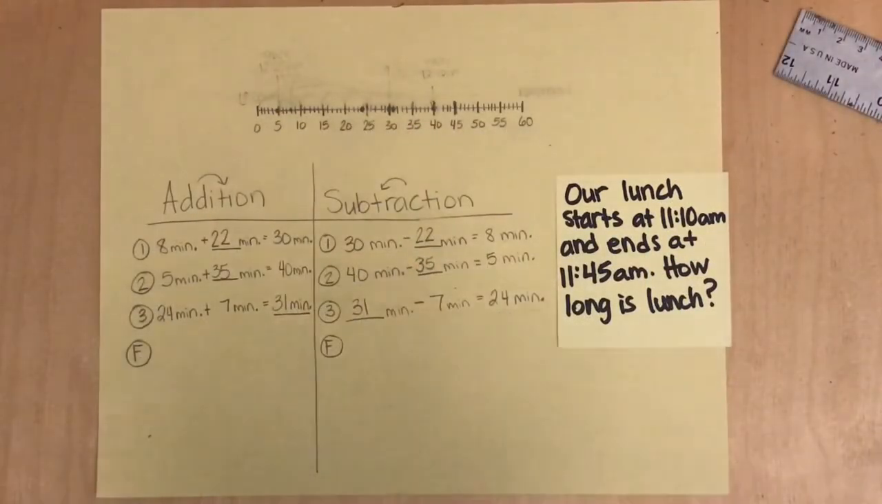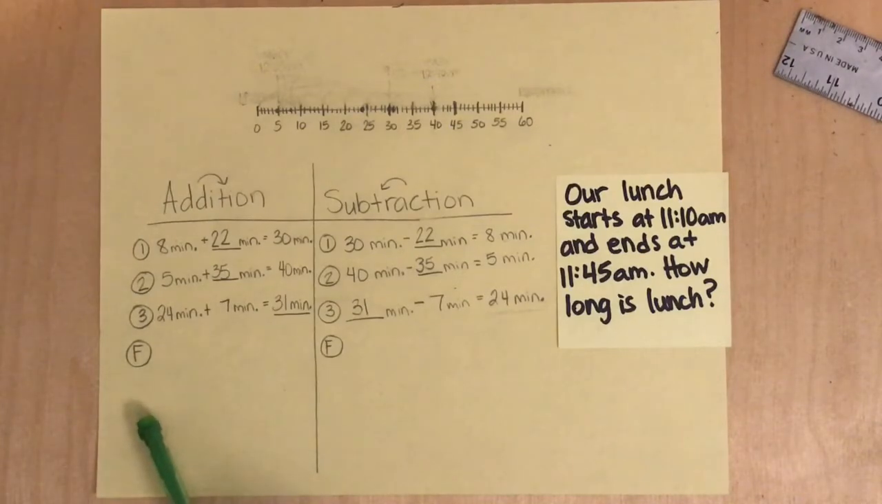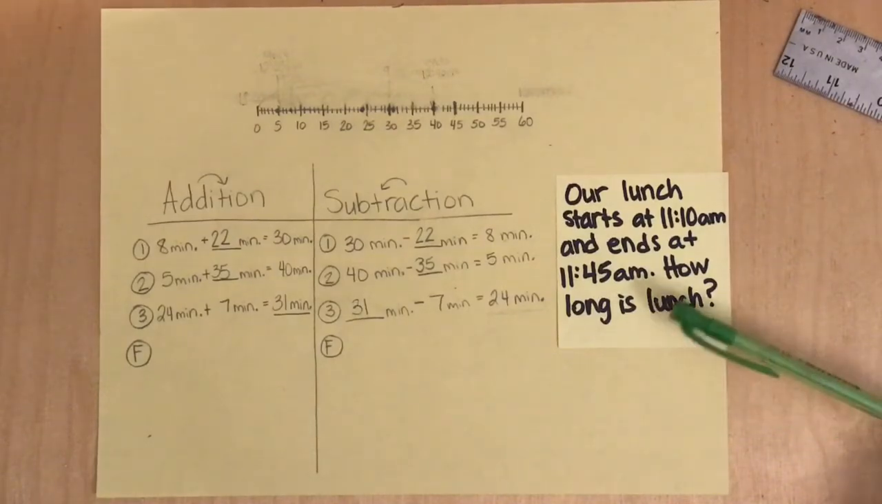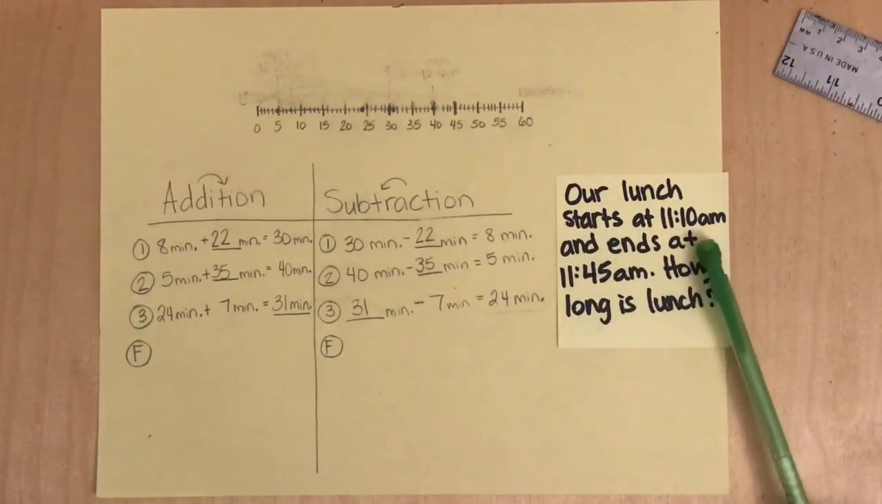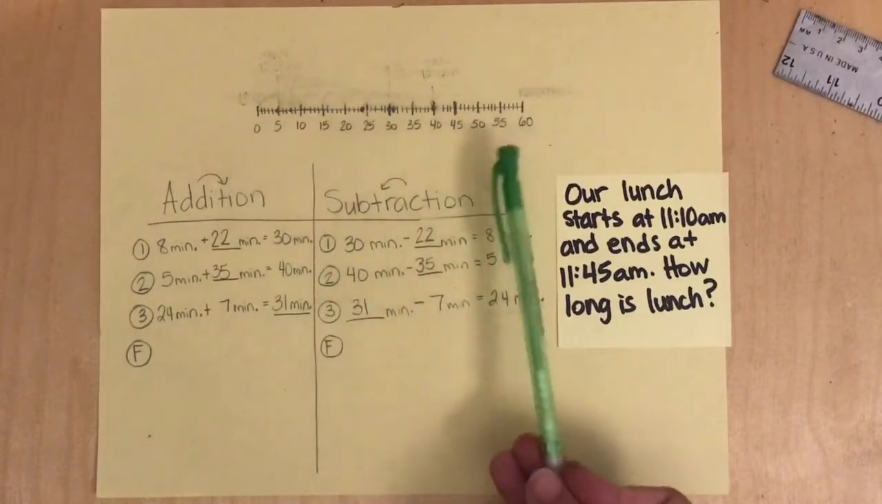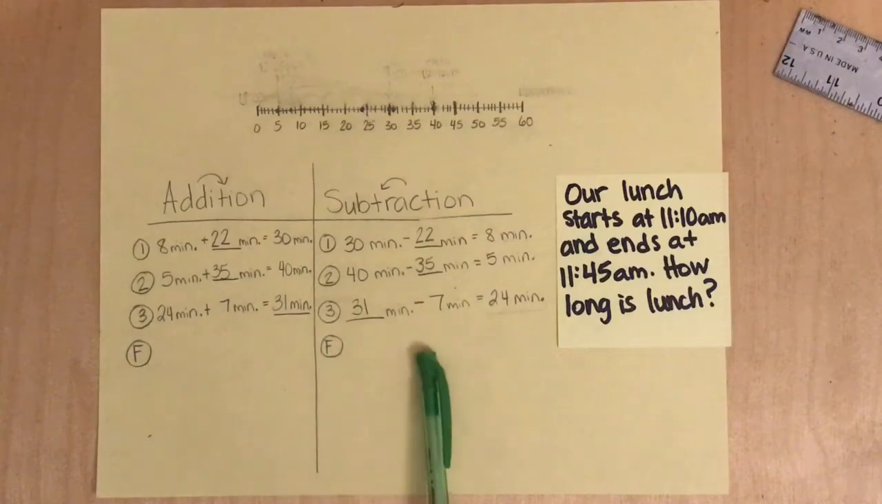Now it's time for the final problem. Go ahead and write F on your T-chart on your list. You can also flip your paper over, but make sure to put addition on one side and subtraction on the other. Your final problem is to solve our actual real life word problem, which is that our lunch starts at 11:10 a.m. and ends at 11:45 a.m. How long is our lunch at school? I'd like you to figure out how long is our lunch using your number line. Then please write an addition equation and a subtraction equation to help you solve that problem.